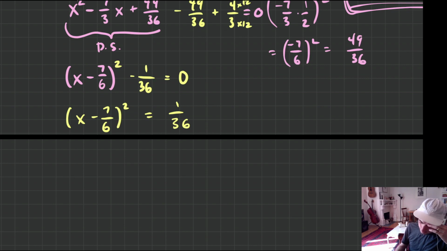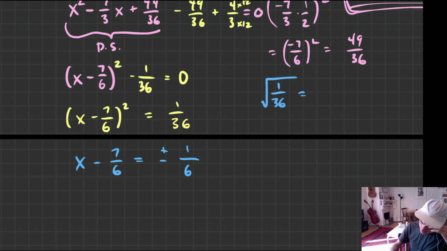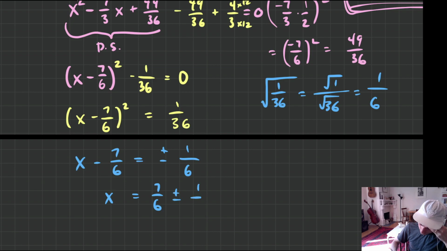And now I'll take the square root of both sides, and I'm left with x minus 7 over 6 equals plus or minus 1 over 6. Because the square root of 1 over 36 is equal to the square root of 1 over the square root of 36, which is equal to 1 over 6. So now I've got x equals 7 over 6 plus or minus 1 over 6.